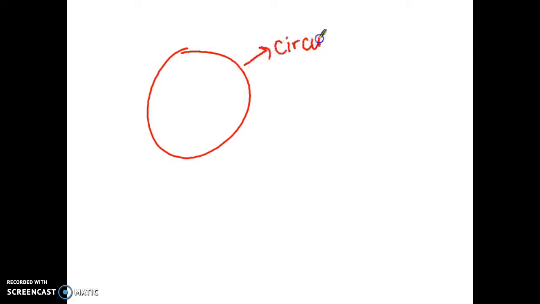All right, this is a review of finding circumference of a circle. So the first thing I want to do is to remind you that with a circle, the distance around the circle, or the perimeter of the circle, that is the circumference. And we find that by multiplying pi times the diameter.